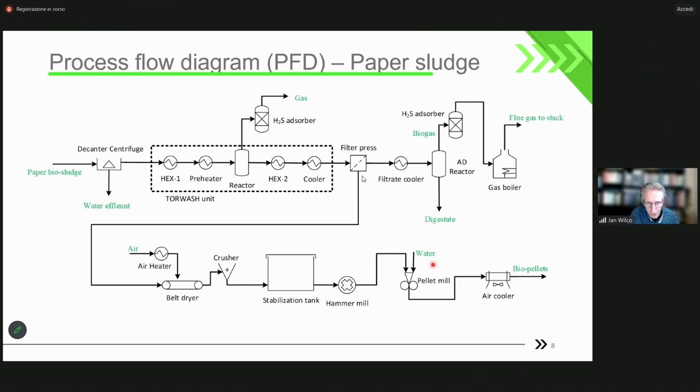So this block scheme using the model was further developed, and then all the additional steps come into account. For the paper sludge, first we needed a decanter centrifuge to concentrate. Then we have the heat exchange steps, a preheater, we have the reaction step itself, and we have a gas which we need to clean in order to reduce the H2S emissions. So there we use iron sponge absorption. After that, we have the filter press, we have to cool, we have an anaerobic digestion reactor, and we have a gas boiler to combust. The pellets are sent to a belt dryer, we crush them, we have to stabilize them, they are reduced in size in a hammer mill, and we send them to the pellet mill. And then after cooling, we have the biopellets. So all these steps have been implemented in the model.